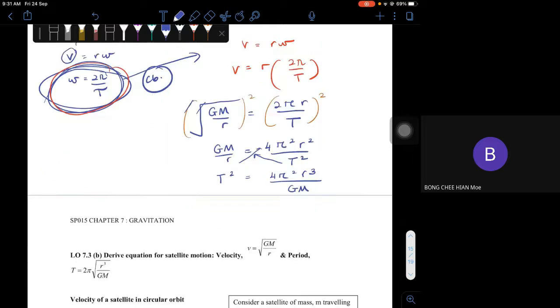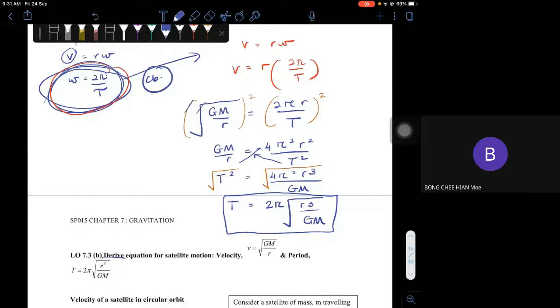Okay. So again, I want to cancel the square. So ini akan dapat T sama dengan square root of 4 dapat 2. Square root of pi square dapat pi. And then square root of R kuasa 3 over GM. Okay, so that is your equation for period of satellite. Yang ni dia akan kasih dalam exam. So, kalau kamu tak hafal derivation ni pun tak apa. Tapi Miss nak tunjuk je lah, sebab dalam syllabus dia suruh derive kan. But they never ask lah.